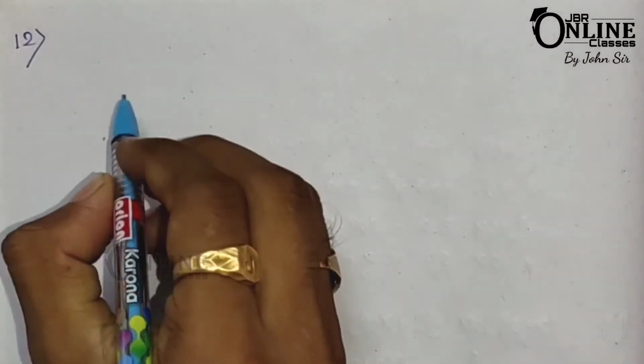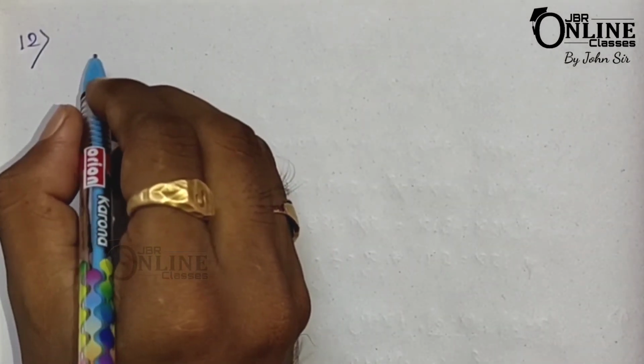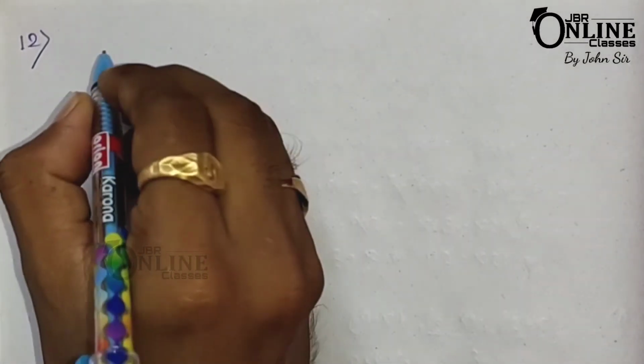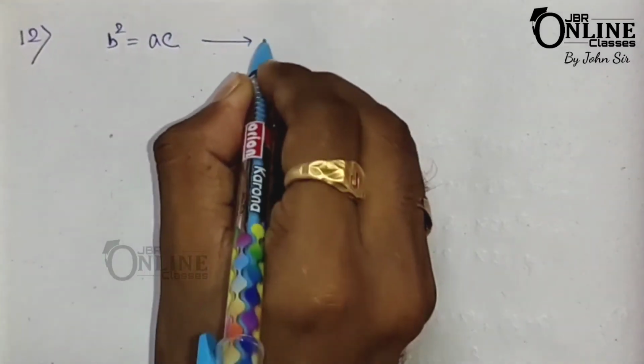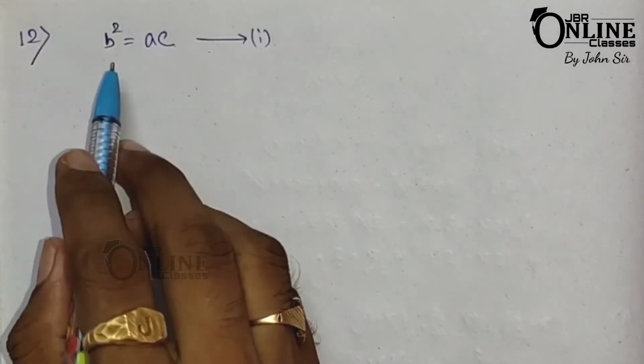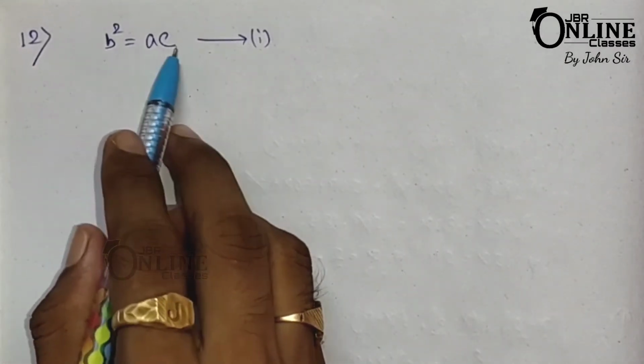Now sum number 12. In sum number 12, b is the mean proportional of a and c. So if b is the mean proportional, then b square equal to ac. That is the first equation. B is the mean proportional of a and c, so b square equal to ac.